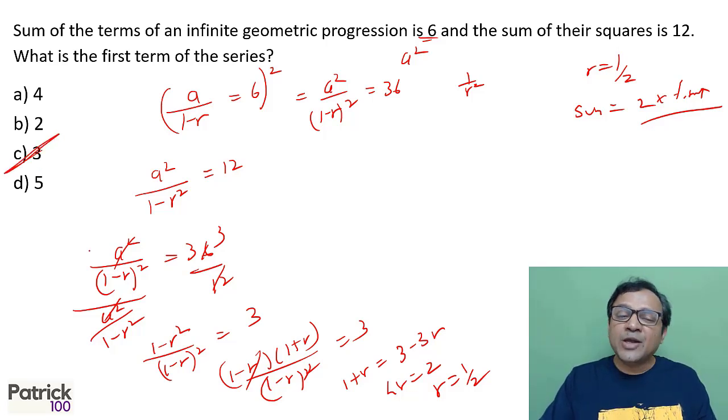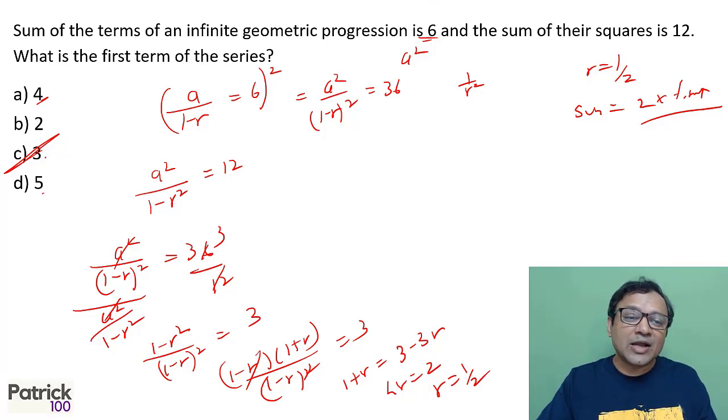Actually, you can do this by eliminating options as well. Let me say the first term is 4. Its square will be 16, more than 12, not possible. Remember, the sum of the squares is 12. If the first term's square itself becomes 16, the sum will be more than 16, not possible. Same if it is 5, not possible because 5 squared, 25, is more than 12. The only things that are possible are 2 and 3, technically.